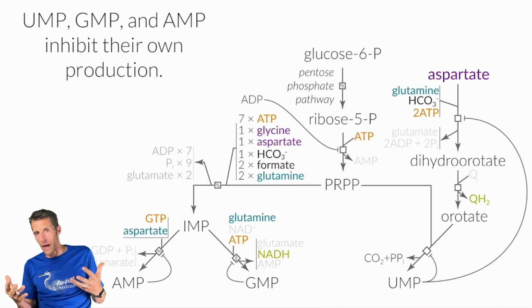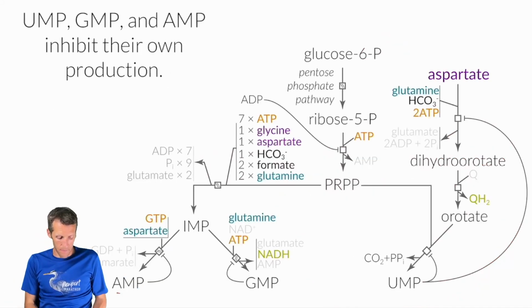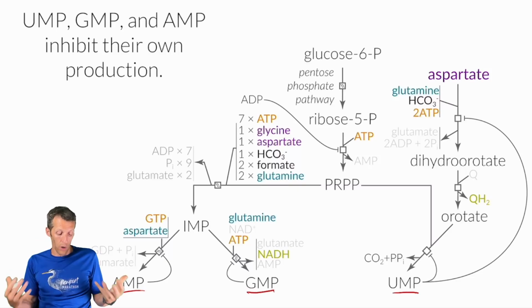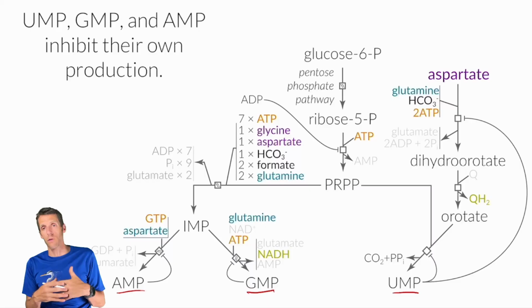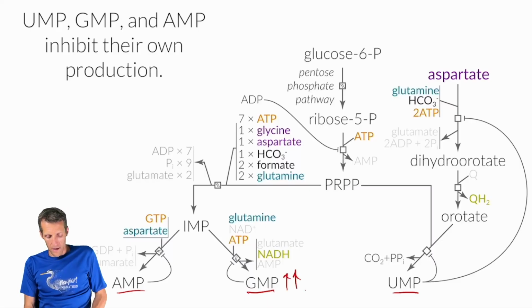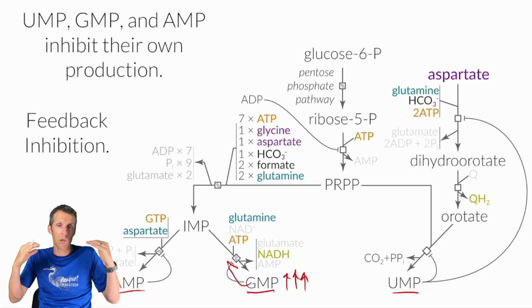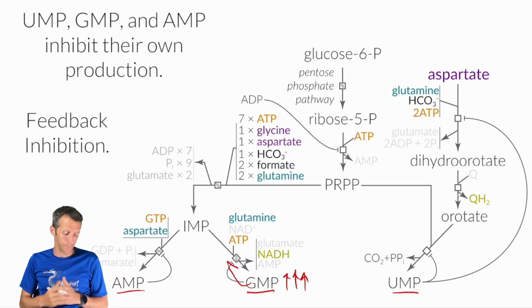If we look at the rest of the pattern here, what we see is that AMP, GMP, and UMP are all regulating their own production, right? They're just regulating something upstream. Let's look at GMP as an example. If GMP concentration is going up, it's saying, it's not being used as quickly as we're making it, so you better slow down making more of it, right? This actually has a name. This is feedback inhibition. You're saying, I'm building up stuff, slow down making more of this stuff.